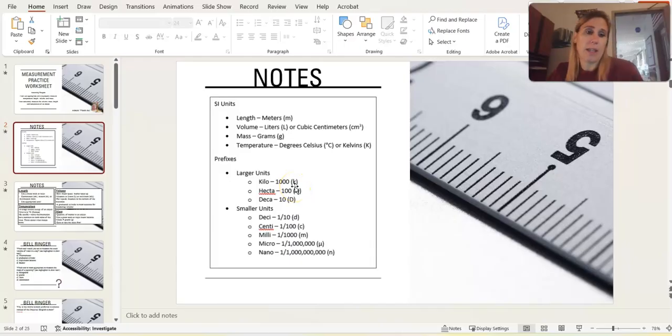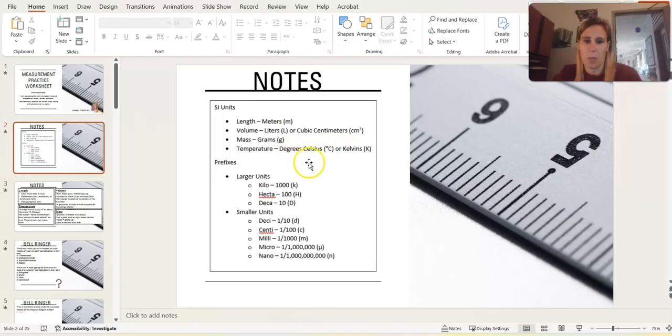Okay, in science and in most of the world, we use the metric system, and so we use SI units. To measure length, we use meters as our base unit. For volume, we use liters as our base unit, and you might also see cubic centimeters. Those are the same things. For mass, we use grams, abbreviated with the lowercase g. Pay attention to capitalization, that really matters here. And then temperature, technically kelvins. It's not degrees Kelvin, it's just kelvins. Or degrees Celsius is our main thing, and we'll talk about those when we get to the temperature unit.